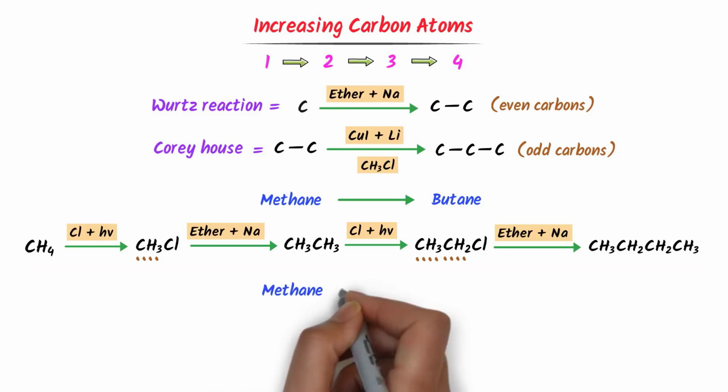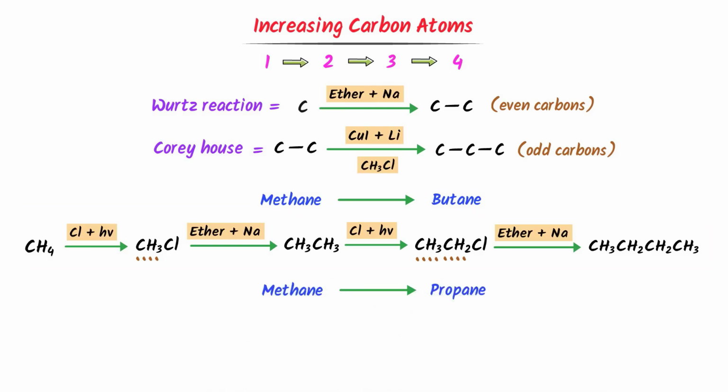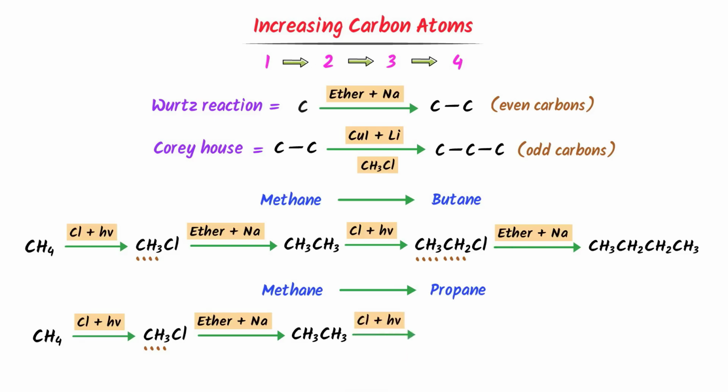Secondly, convert methane to propane. I activate CH4. I add chlorine plus UV light. I get methyl chloride. Now I want to double this single carbon. I use Wurtz reaction. I add sodium plus ether. I get ethane. I activate this ethane. I add UV light. I get ethyl chloride.